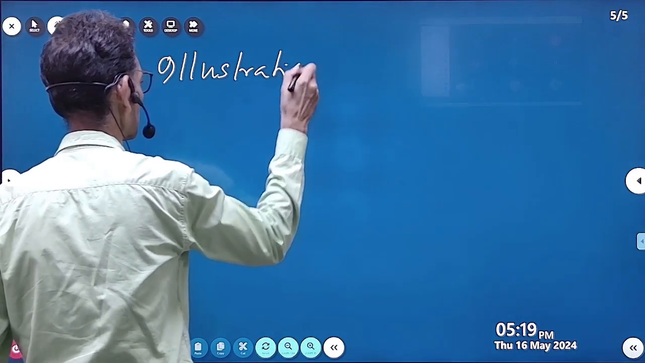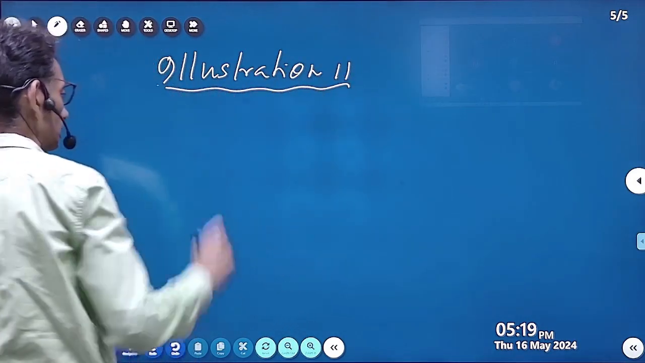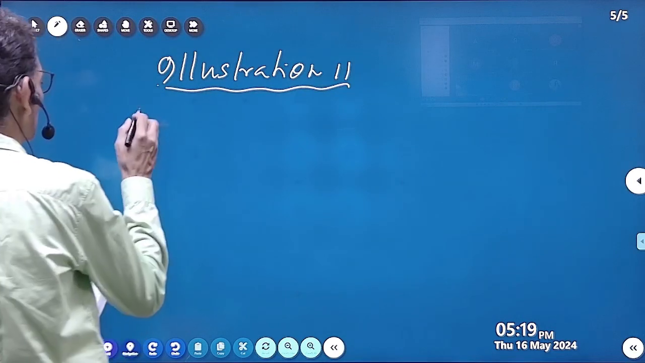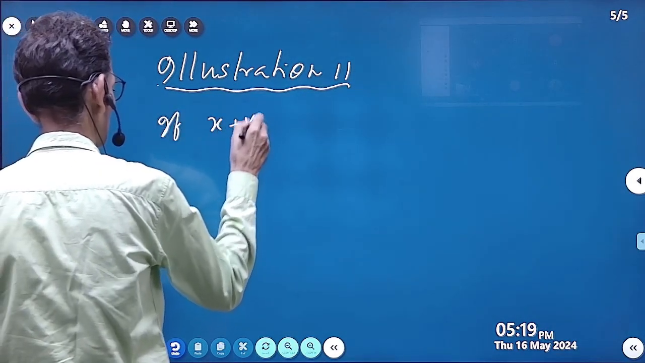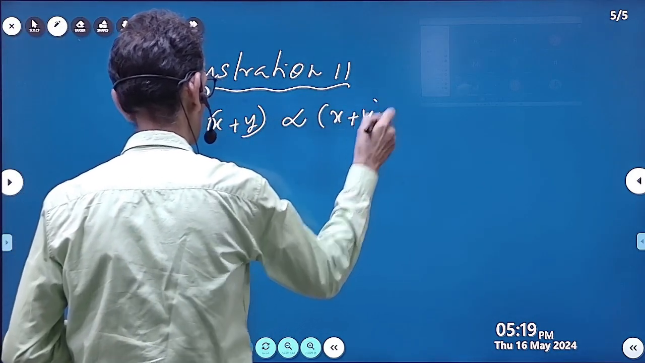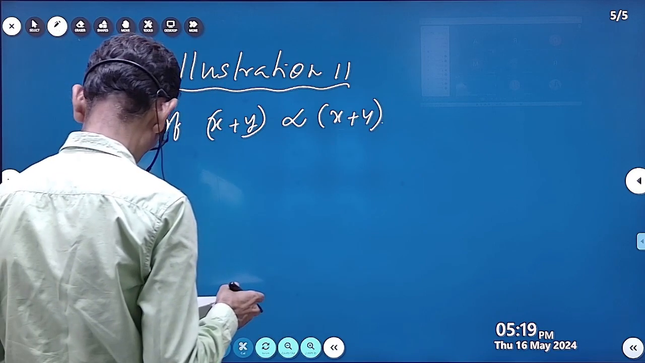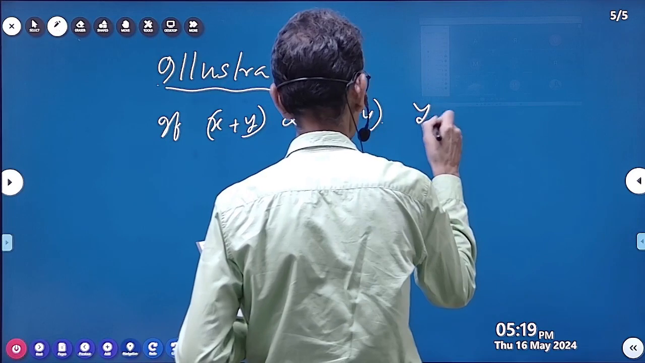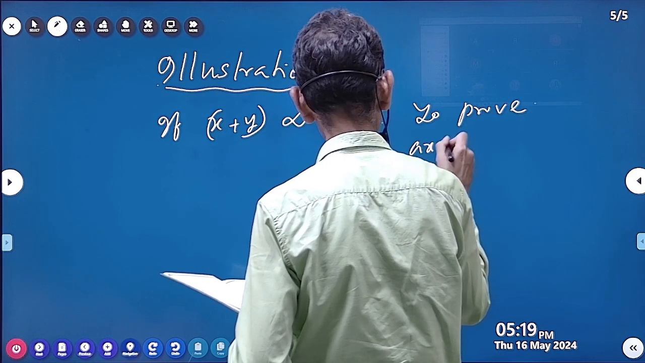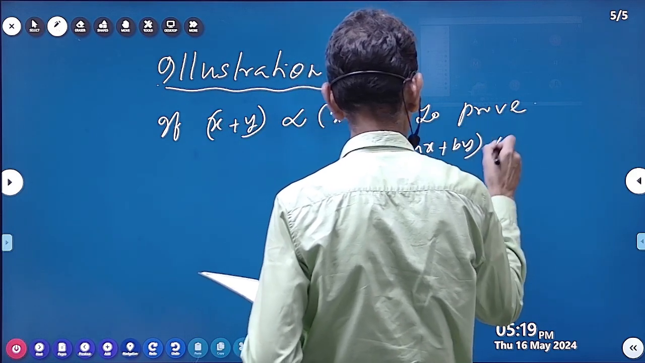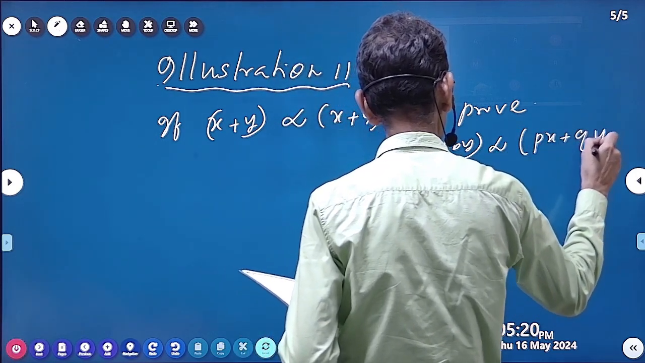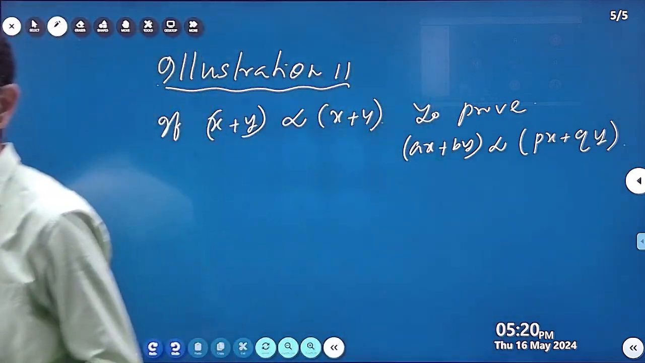Illustration 11. If x plus y is proportional to x minus y, to prove ax plus by proportional to px plus qy. Okay, can you try by yourself?